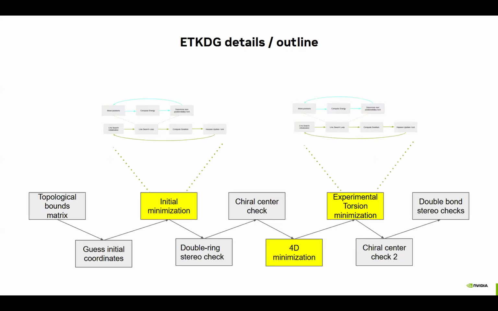In between and at the end are checks for stereochemical clashes, chiral violations, and bad energies below a certain threshold. And so if any of these steps fail, the algorithm rewinds. And you have to do another iteration of the entire ETKDG algorithm or whichever variant of it you're using.